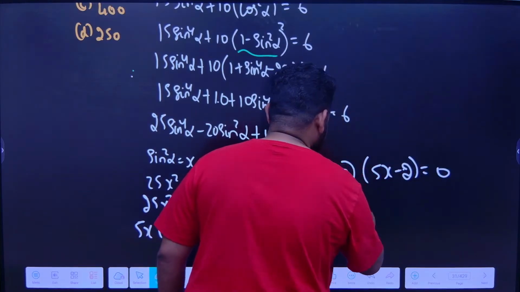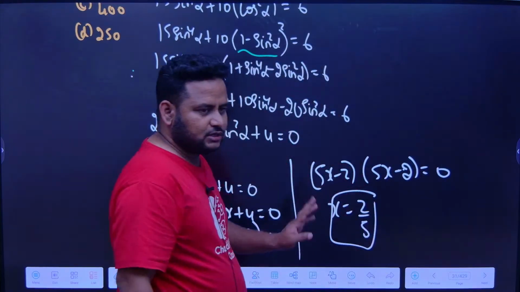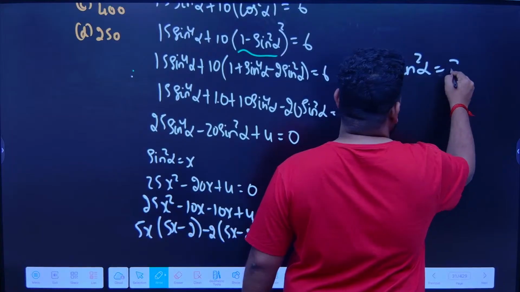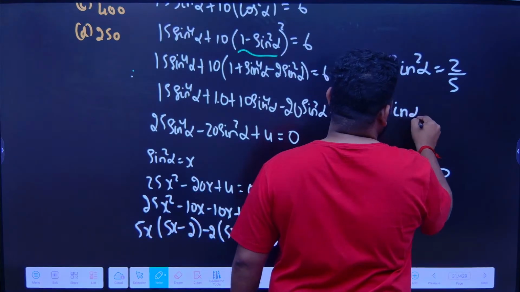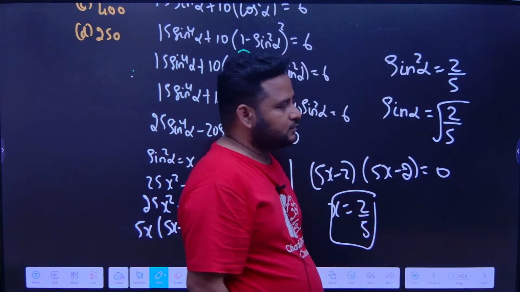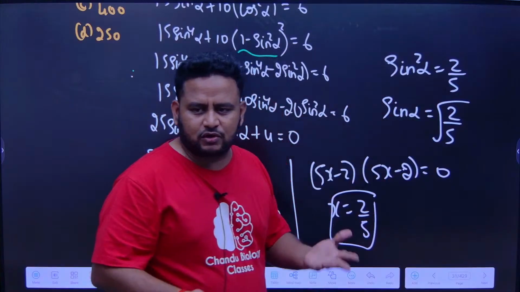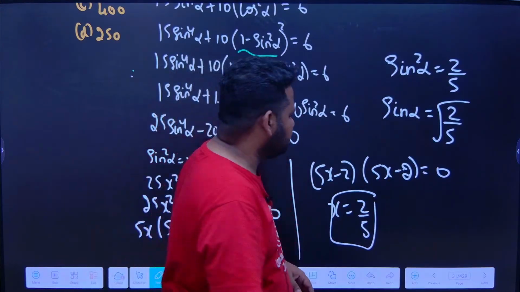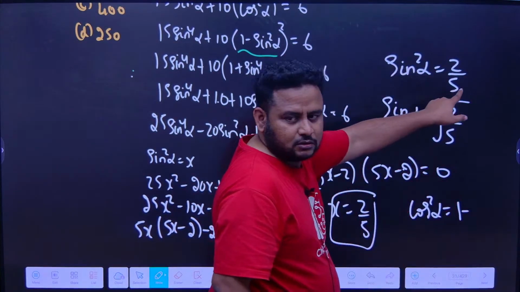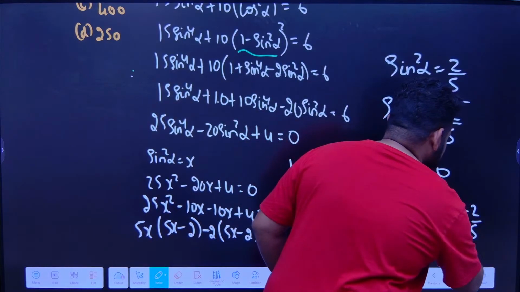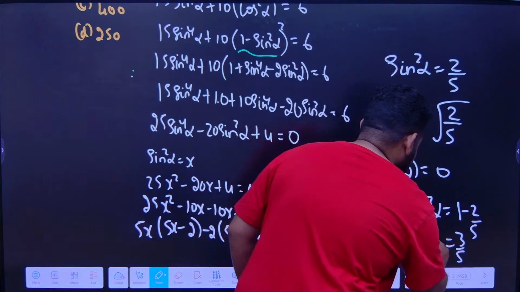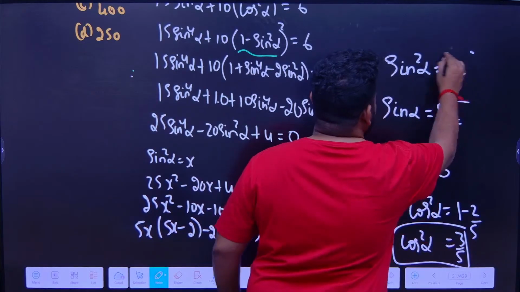So, x will be equal to 2 by 5. That is nothing but sin square alpha is equal to 2 by 5. So, sin alpha will be equal to plus or minus, but no problem, I will just take the positive value, square root of 2 by 5. I want sin square alpha, I got it as 2 by 5. What about cos square alpha? It is 1 minus sin square alpha, which is 1 minus 2 by 5, that will be 3 by 5. So, cos square alpha I got as 3 by 5, and sin square alpha I got as 2 by 5.